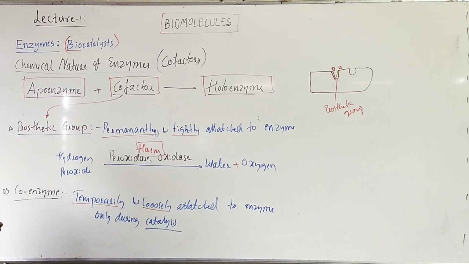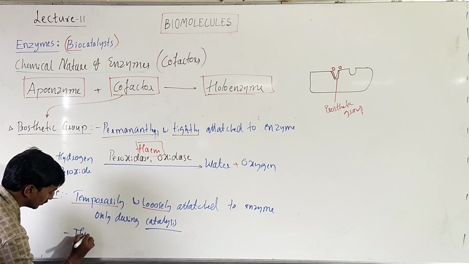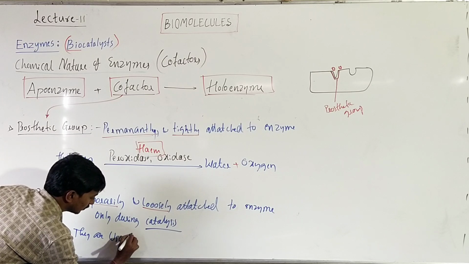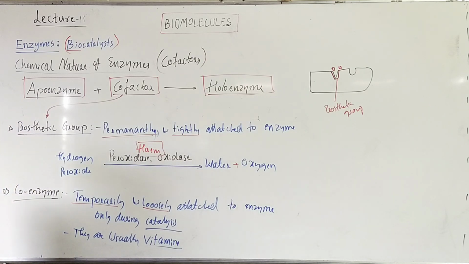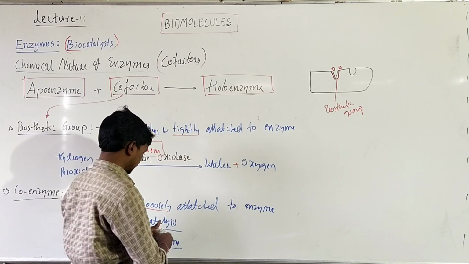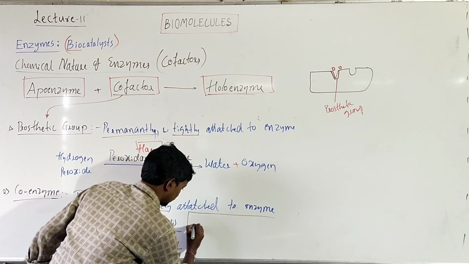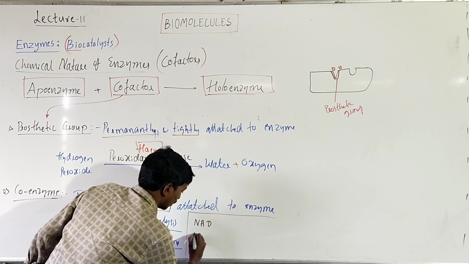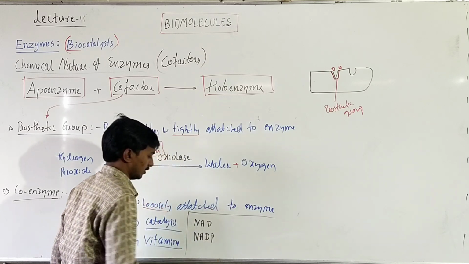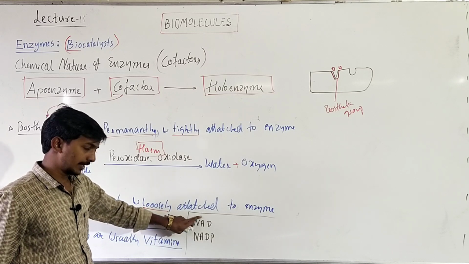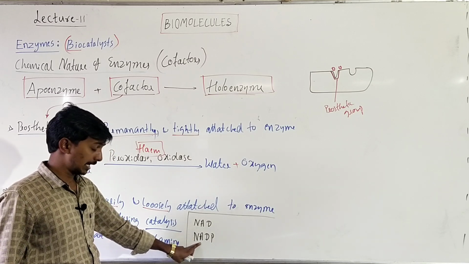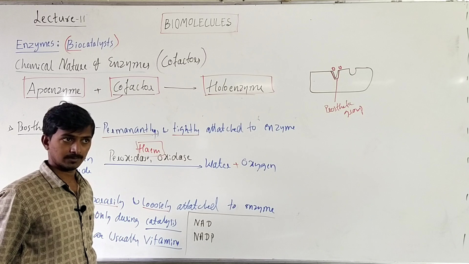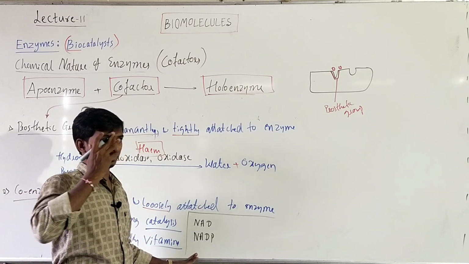Alright, so here for example, usually the coenzymes are vitamins. Means the coenzymes are usually vitamins. We will take two examples of coenzymes. For example, NAD or NADP, nicotinamide adenine dinucleotide, nicotinamide adenine dinucleotide phosphate. You will study this again in photosynthesis and respiration chapters.